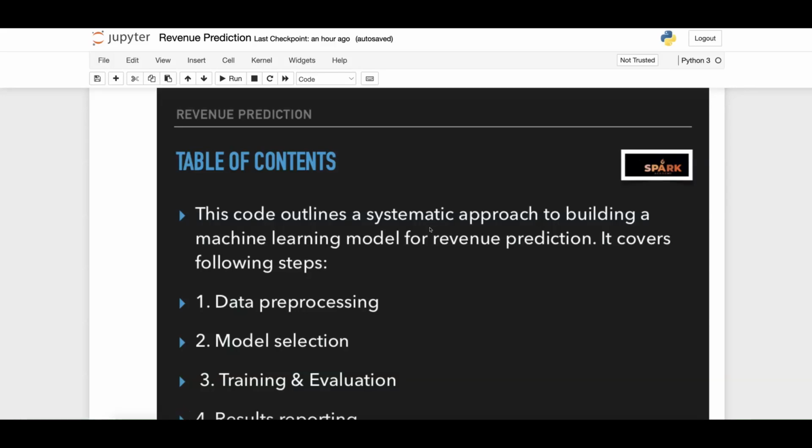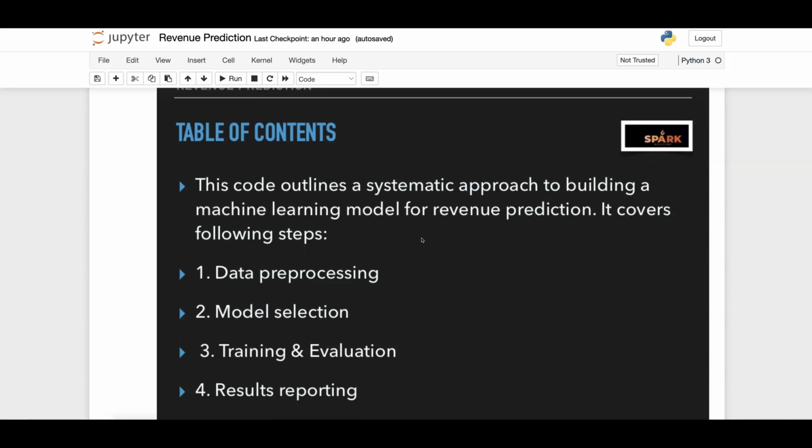In this lecture, we'll be doing the exercise about the revenue prediction. To start with, we're going to be following a systemic approach to build a machine learning model for revenue prediction, and it's going to consist of the following steps. First being data pre-processing, second would be our model selection, then we're going to train and evaluate, and finally we're going to publish the results for reporting purposes.